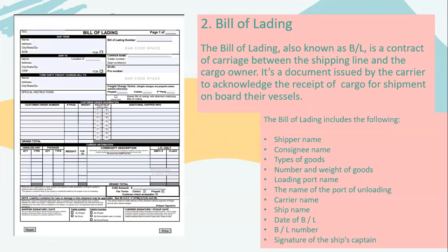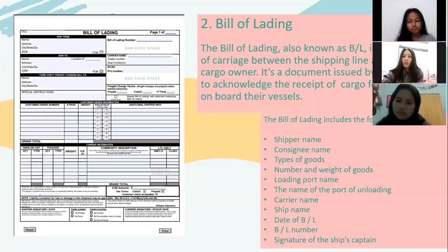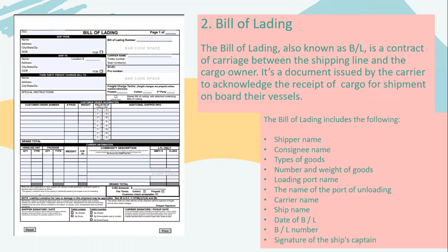Second is bill of lading. The bill of lading, also known as BL, is a contract of carriage between the shipping line and the cargo owner. It's a document issued by the carrier to acknowledge the receipt of cargo for shipment on board their vessel. The bill of lading includes the following: shipper name, consignee name, types of goods, number and weight of goods, loading port name, the name of the port of unloading, carrier name, ship name, date, and BL number. And this is an example of bill of lading.